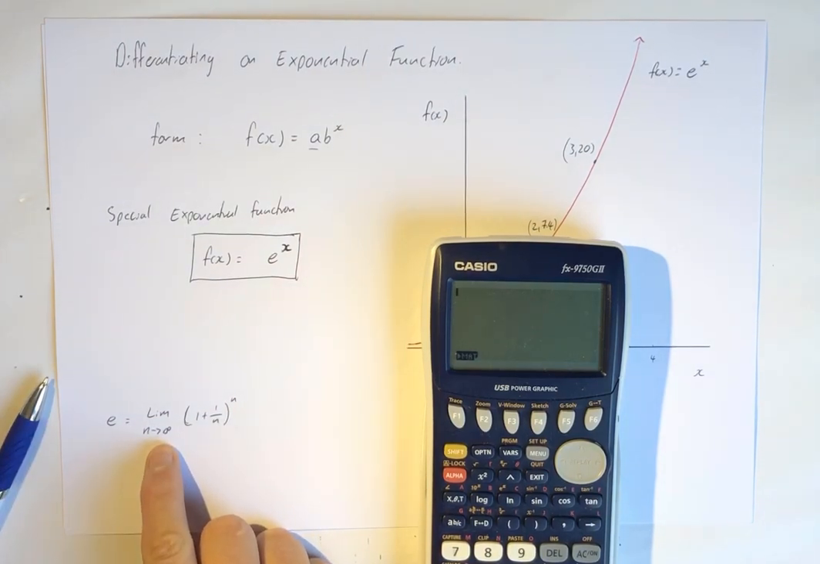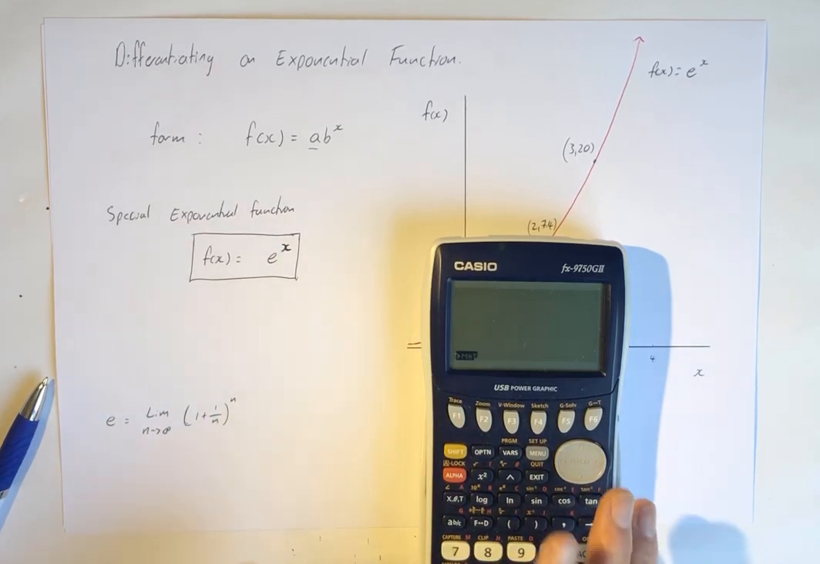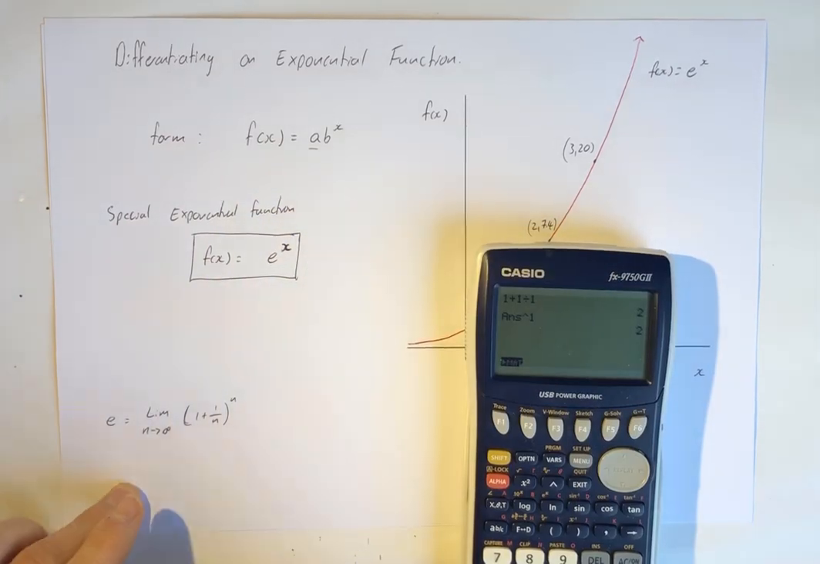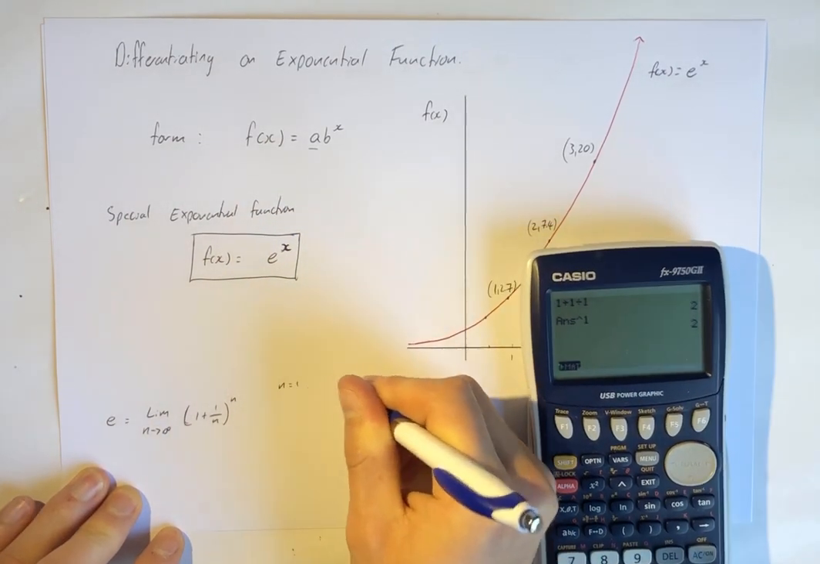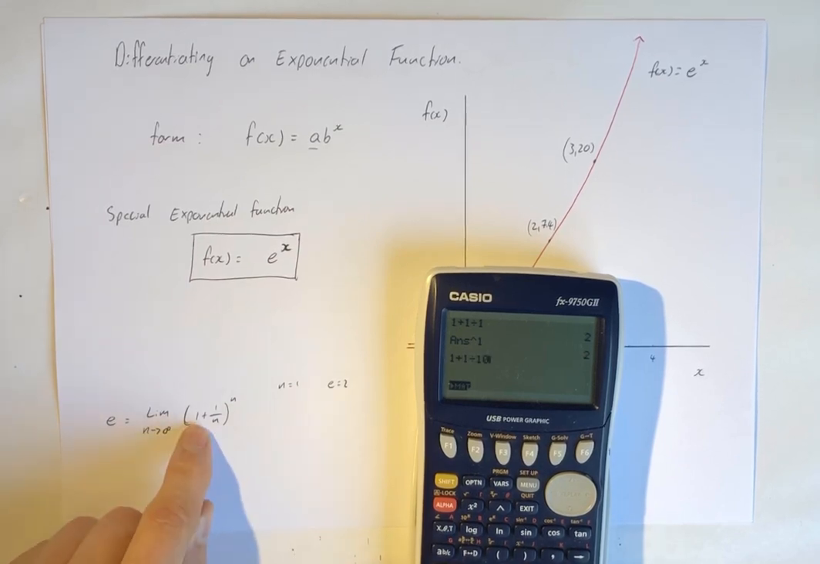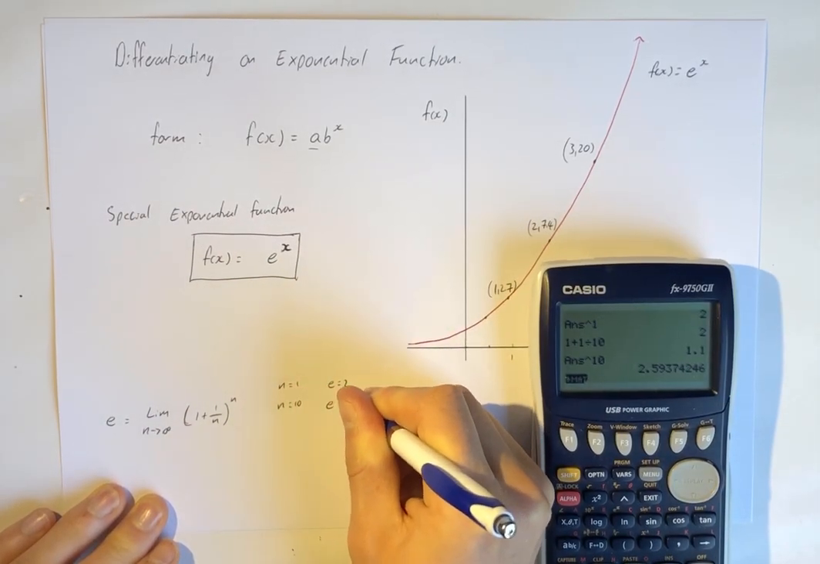Like in the previous videos, we can look at the limit by approaching it on our calculator. It might take a wee while if I went slowly, but let's go 1 plus 1 divided by, and let's make n 1 for this one, and then raise that to the 1. So when n is 1, e is 2. Now let's go up by a power of 10. Let's make n 10. 1 plus 1 divided by 10 to the 10. So when n is 10, e is 2.6.